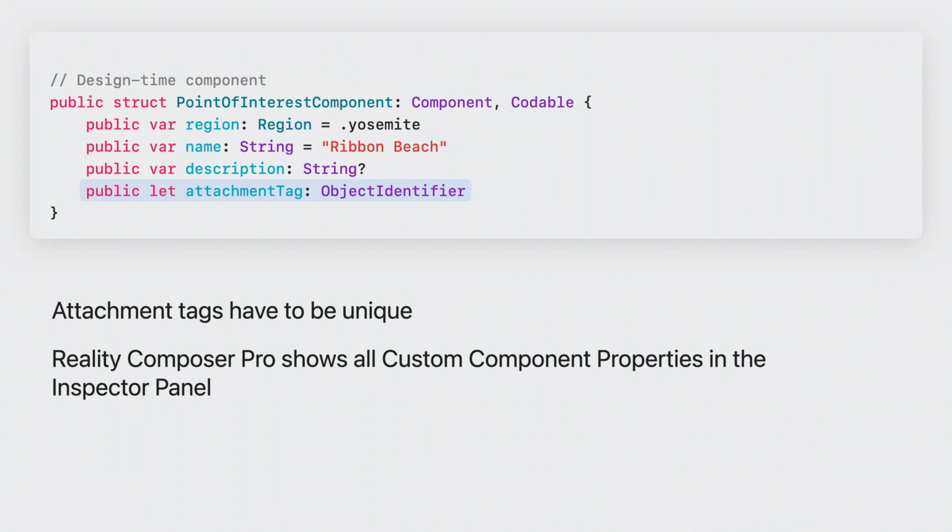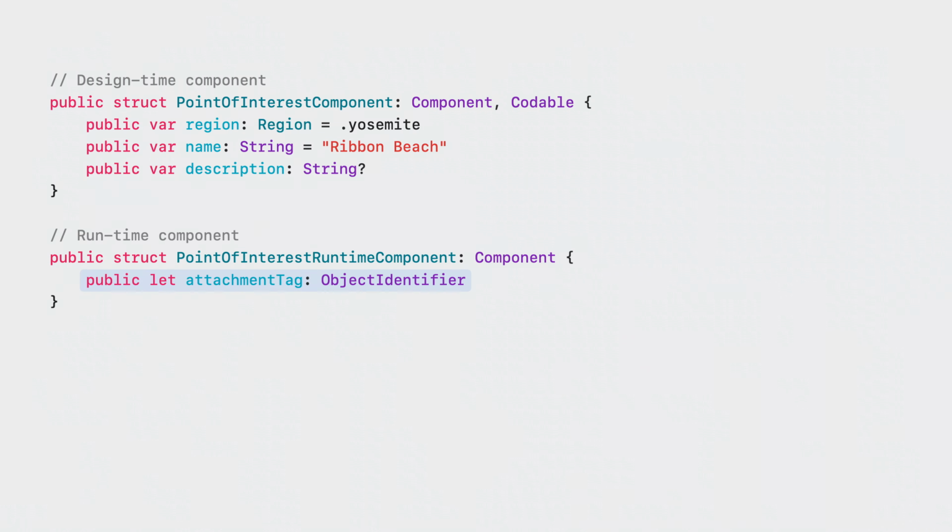To have the attachment tag property not show up in Reality Composer Pro, we use a technique that I call design time versus runtime components. We'll separate our data into two different components, one for design time data that we want to arrange in Reality Composer Pro, and one for runtime data that we will attach to those same entities dynamically at runtime. This is for properties that we don't want to show in our inspector panel in Reality Composer Pro. So we'll define a new component, Point of Interest Runtime Component, and move our attachment tag inside it.